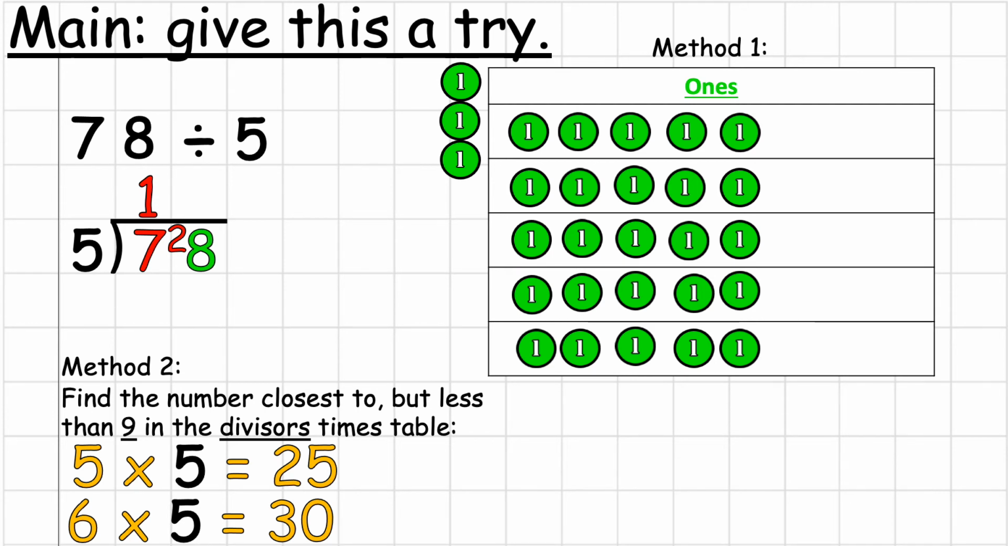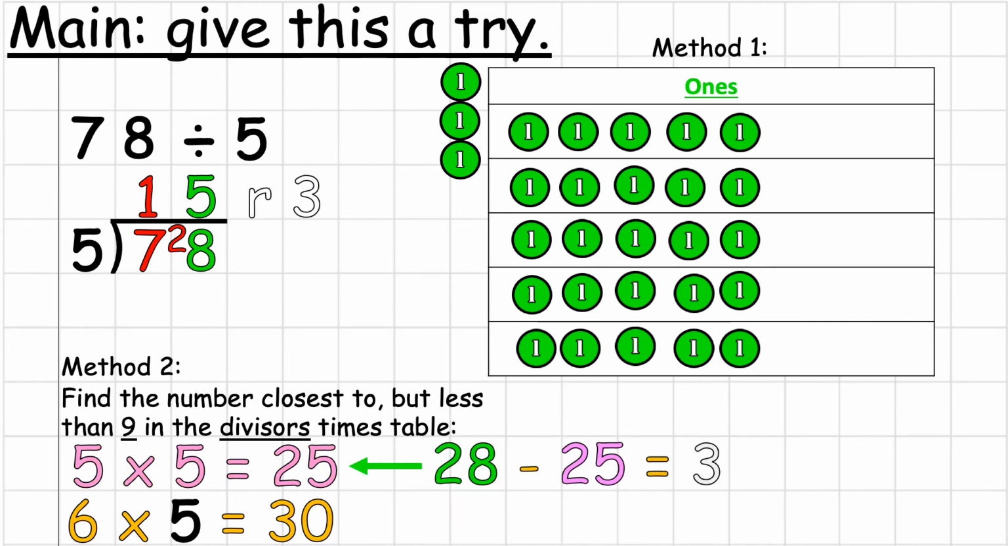And using times table, what's the number closest to but less than 28? Ignore the number 9 there if that's a mistake. And then how many was left over? Well, 30 is too big, so it's going to have to be 5 times 5, which equals 25. So therefore, there are 5 5s in 28. And let's look what's left over. 28 take away 25 is 3. Our grid method matches up with that perfectly. So there's a remainder of 3. So 78 divided by 5 equals 15 R3.